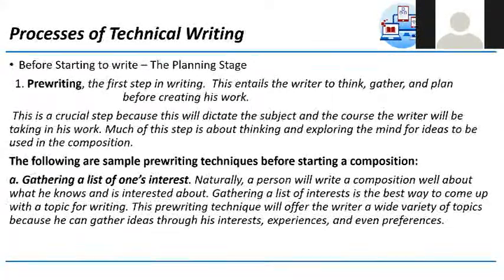Naturally, a person will write a composition well about what he knows and is interested in. So gathering a list of interests is the best way to come up with a topic for writing. This pre-writing technique will offer the writer a wide variety of topics because he can gather ideas through his interests, through his experiences, and even through his preferences. In other words, what interests the writers, and what interests the readers as well? Okay, so you have to gather a list of one's interests.